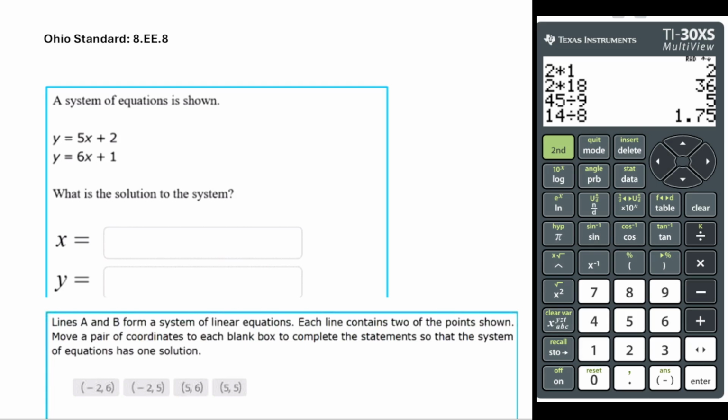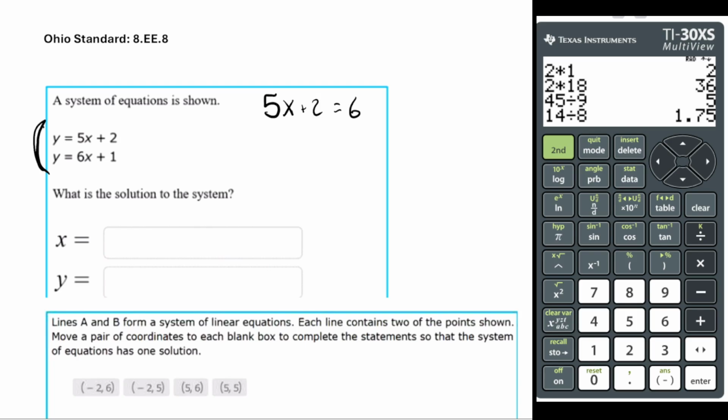Okay, so let's talk about how we're going to do this. Number one, the system of equations is shown. y equals 5x plus 2, y equals 6x plus 1. So, if you're presented a system where it's just y equals, like this, all you're going to do is set the equations equal to each other. Okay?